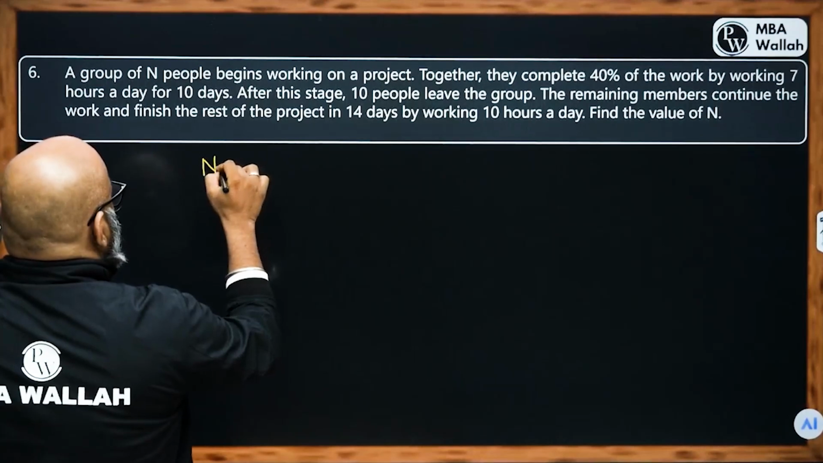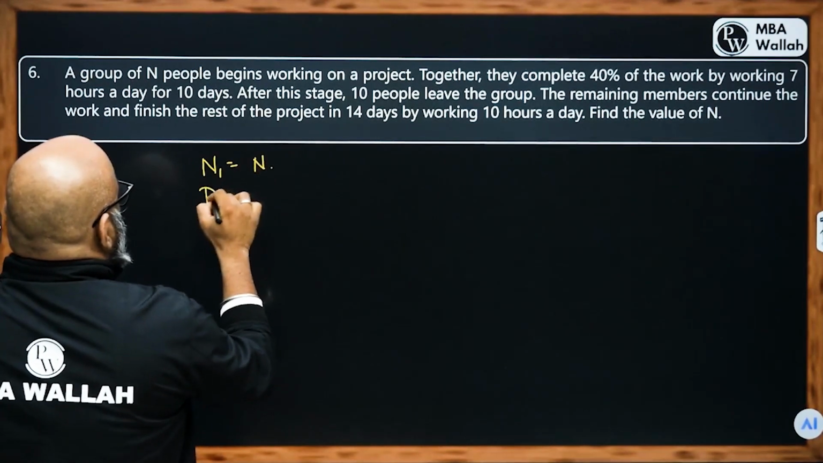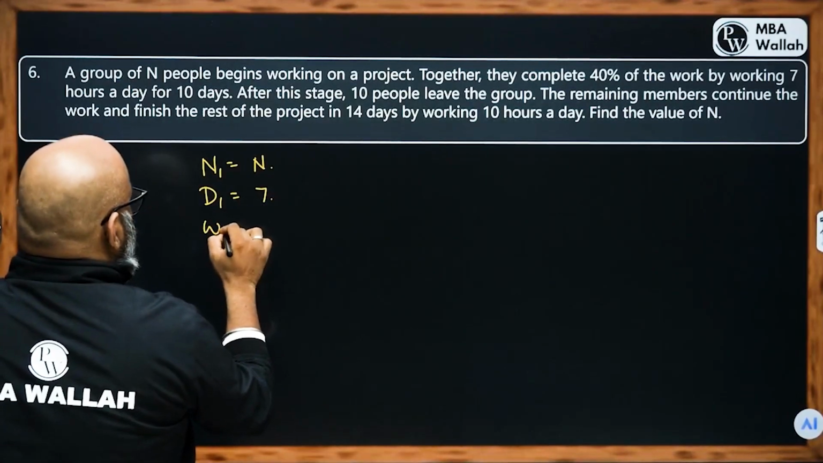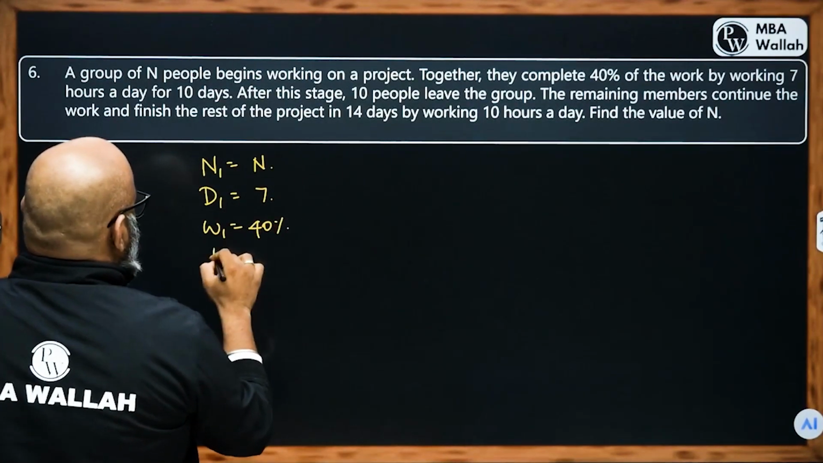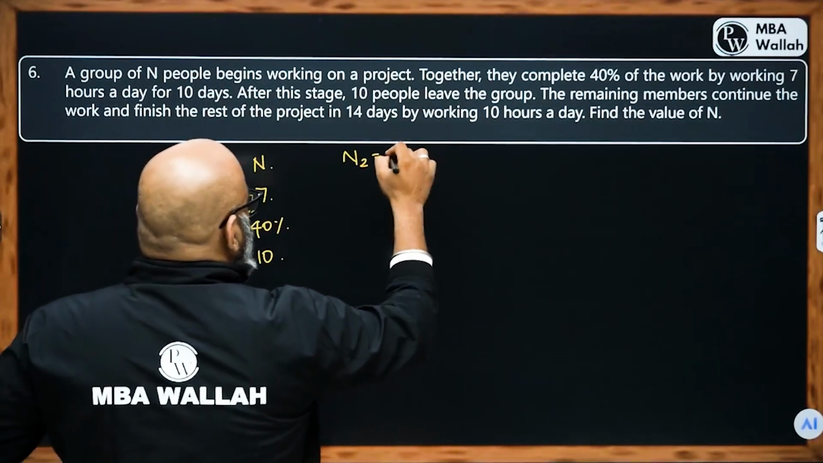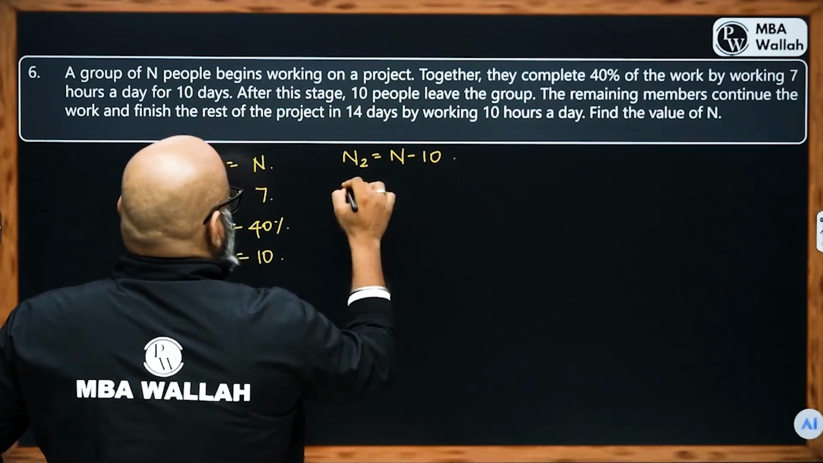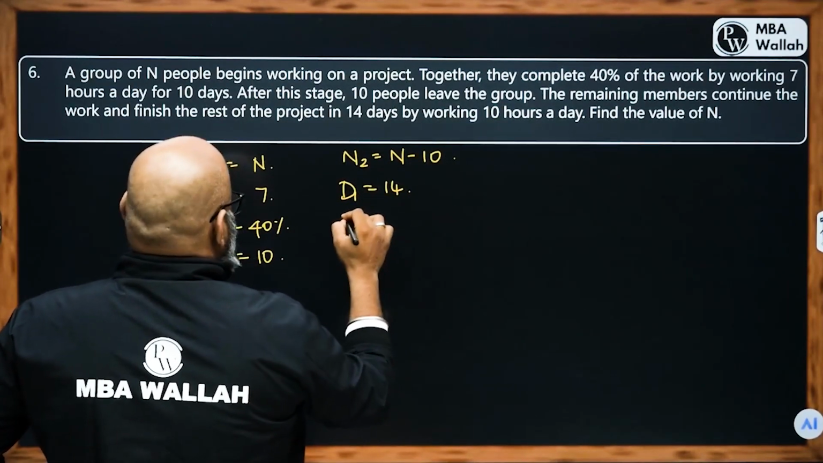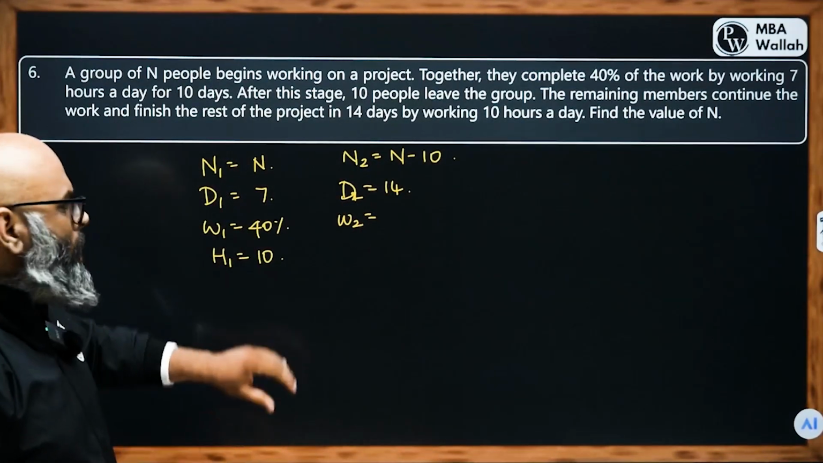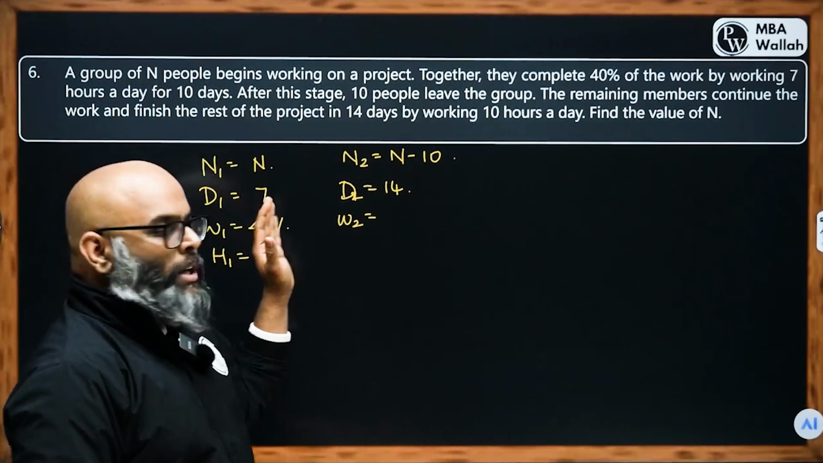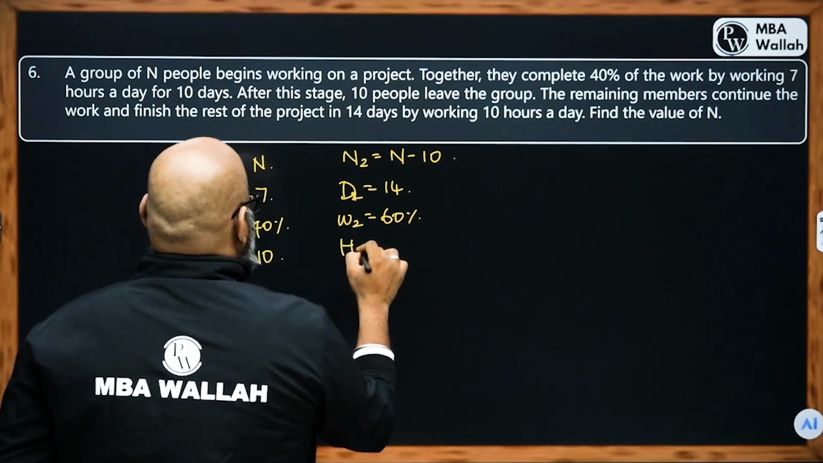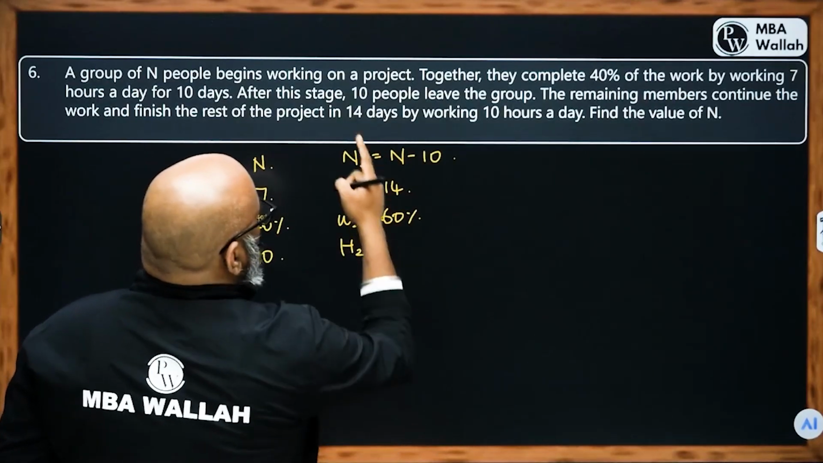So initially n1 is n, d1 is 10 days, w1 is 40% of the work, h1 is 7. n2, 10 people leave the group, which will be n minus 10. d2 is 14, w2: 40% of the work has been done by these people. The remaining was done by these people, which will be 60% of the work. And then h2 will be 10 hours.